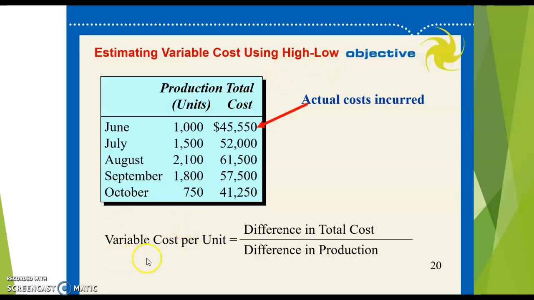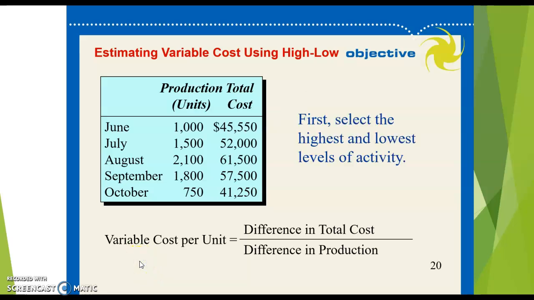So to be able to do that, we're going to go through some steps with this high-low method. The first step is to pick out the highest and the lowest levels of activity. Now, that doesn't mean dollars. You don't look at the high and low dollars. It's the high and low activity, the high and low units. Out of these 5 months, August had the most number of units and October had the least amount of units. So our high is August and our low is October.